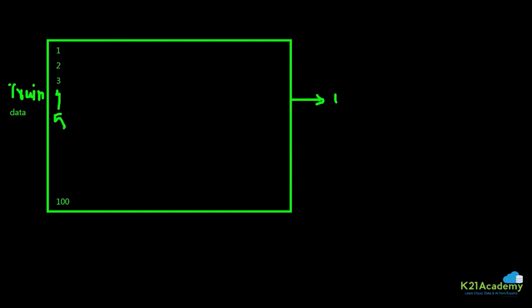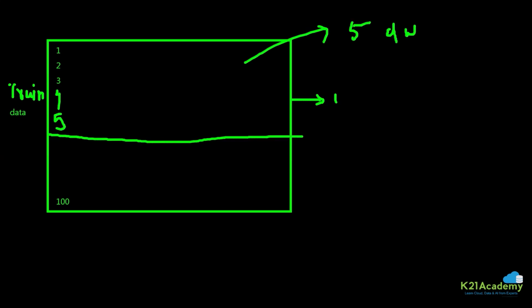I'm just giving an example. This small data set will not do. So I'll create one model by making use of only 5 data points, only five relevant pieces of information. I'm again telling you, 5 is just an example.